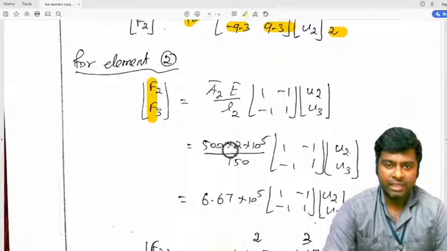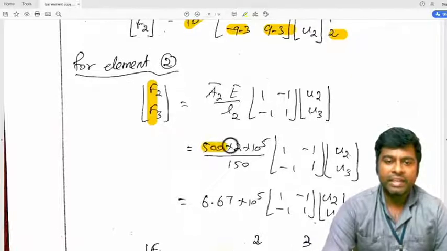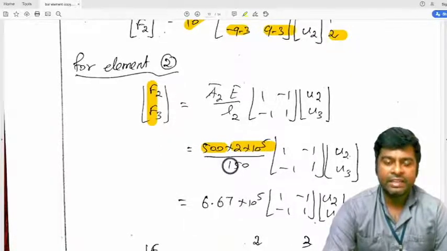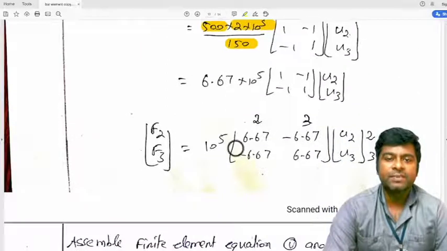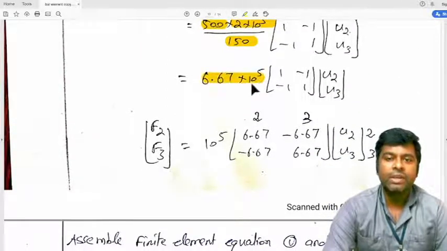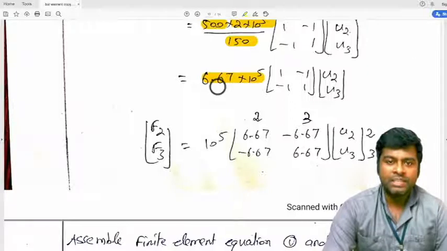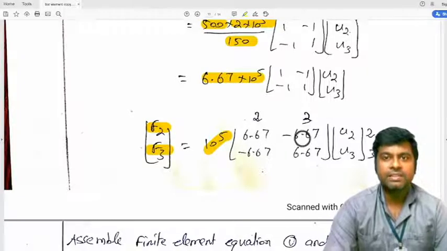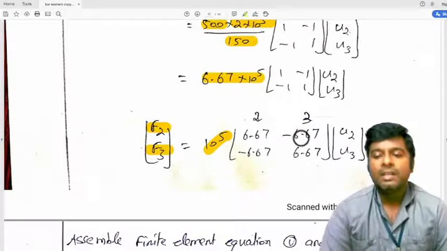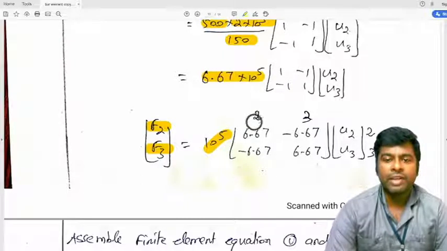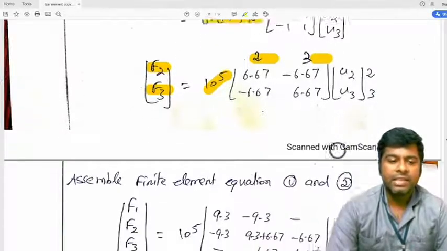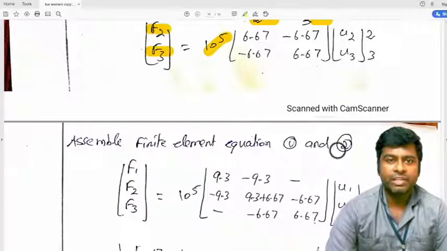Average area of element 2 is 500, Young's modulus 2 into 10 raised to 5, length of element 2 is 150. After simplifying, the value yields 6.67 into 10 raised to 5. For assembly purposes, multiply this 6.67 inside the matrix. Therefore, F2, F3 equal to 6.67, minus 6.67, minus 6.67, 6.67. Element 2 has two nodes, node 2 and 3, therefore write 2 and 3 over the matrix. Next step, assemble the finite element equation.